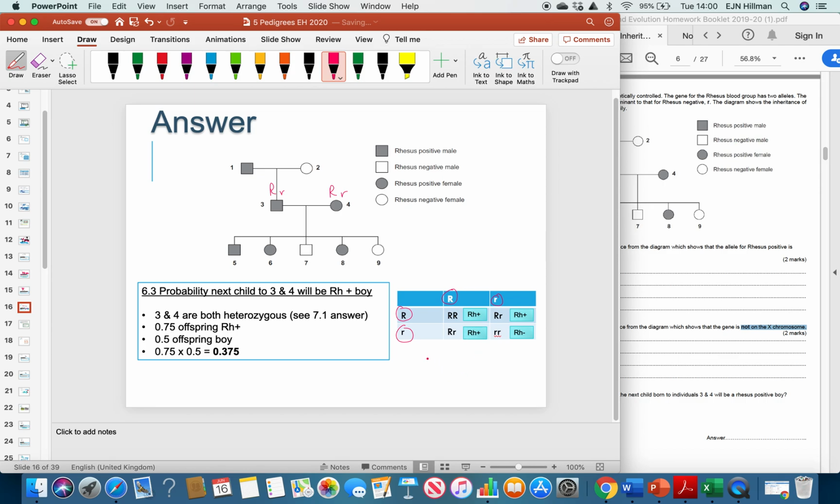3/4 of their offspring would show the rhesus-positive phenotype, because rhesus-positive is determined by the presence of at least one dominant allele. What is the probability that it will be a boy? Well, that's a half chance, so 3/4 times a half is 3/8, or 0.375.